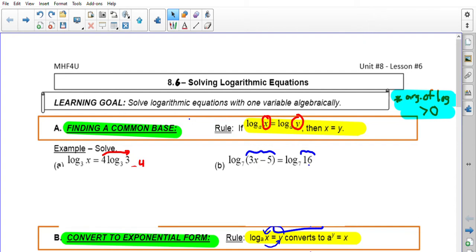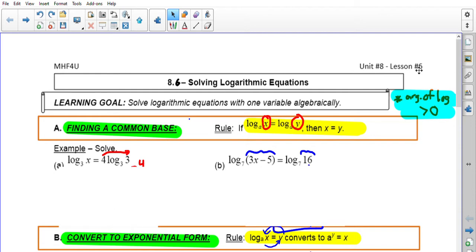Hello class, today we're going to go over Unit 8, Lesson number 6, that's 8.6, Solving Logarithmic Equations. We're going to go over a few strategies today about how to solve those with one variable algebraically.